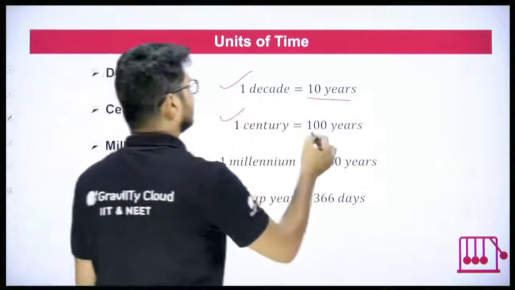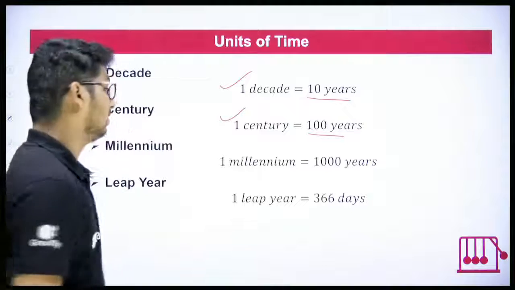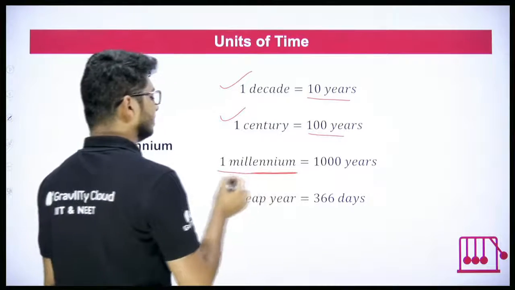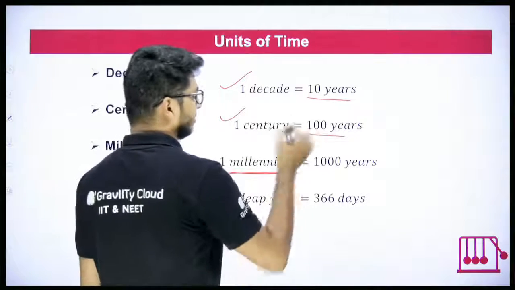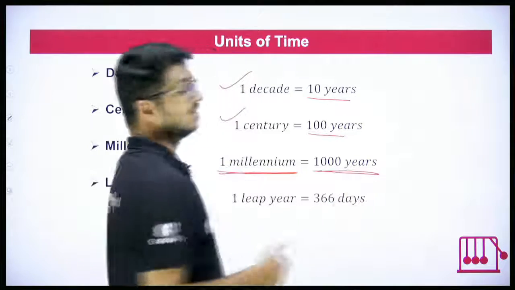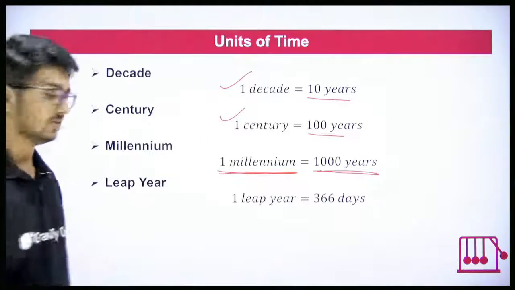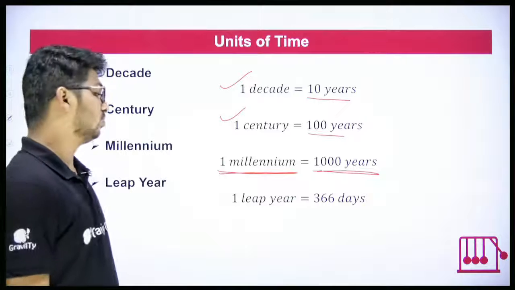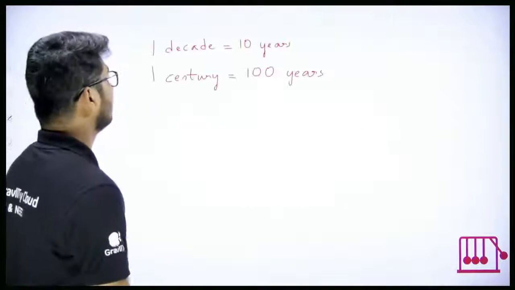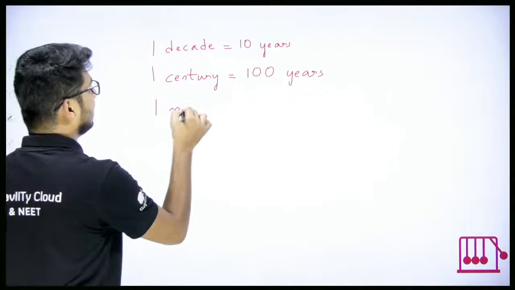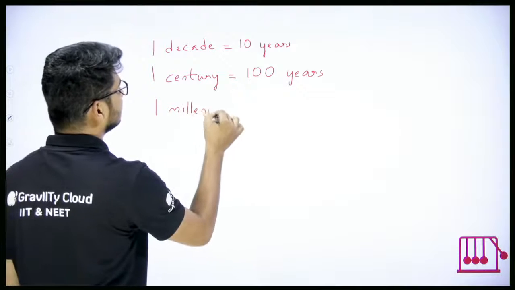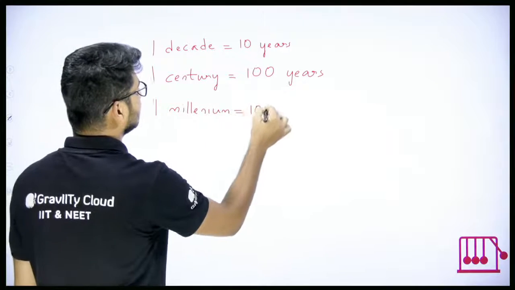1 century is 1000 years. Then you have 1 millennium. What is 1 millennium equal to? Sorry, 1 century is 100 years. But 1 millennium is equal to 1000 years. 1 millennium is 1000 years. That's important. 1 millennium is 1000 years.